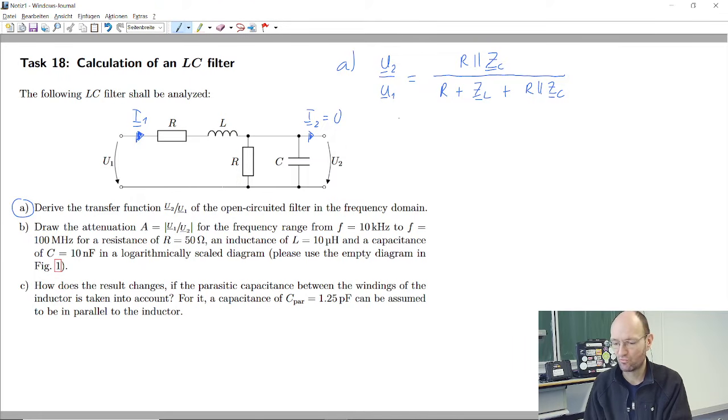I would probably try to rewrite this parallel connection, because we have it on top in the numerator and in the denominator of this fraction. So yeah, first question maybe is what is ZL and what is ZC? ZL is j omega L and ZC is 1 over j omega C. And so how can this parallel circuit here then be rewritten?